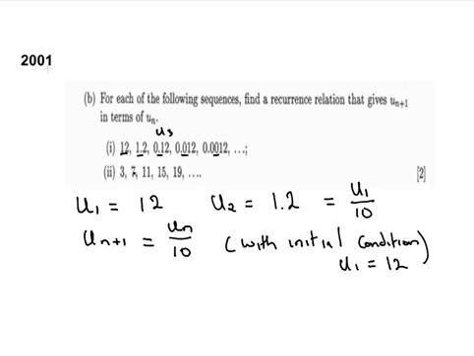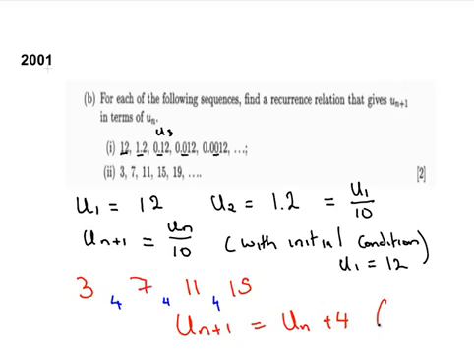The next one is a bit trickier. No, it's not really. Let's look at the adjacent differences here: 3, 7, 11, 15. The difference between each case is 4. That's what you spot there. Can you make out a pattern? Essentially you just add 4 to the previous value. So in this case, u of n plus 1 is equal to u of n plus 4, and again the initial condition is u1 is equal to 3.